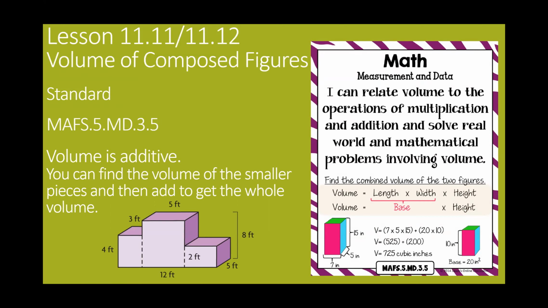But basically it means it's just a few figures squished together. And what we can do is we can cut those figures apart to get individual rectangular prisms, and then use that same volume formula we've been using, length times width times height, find the volume of each little piece, and then add the volumes back together.